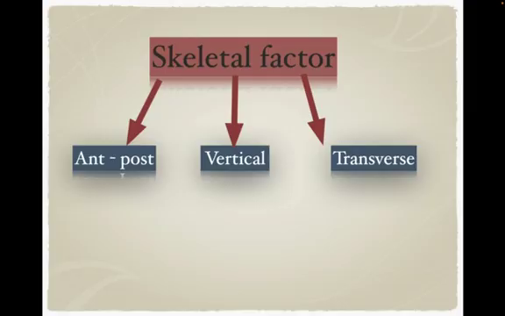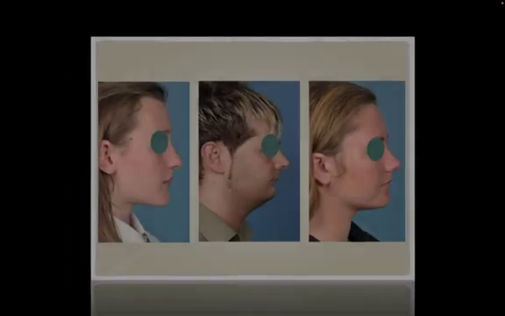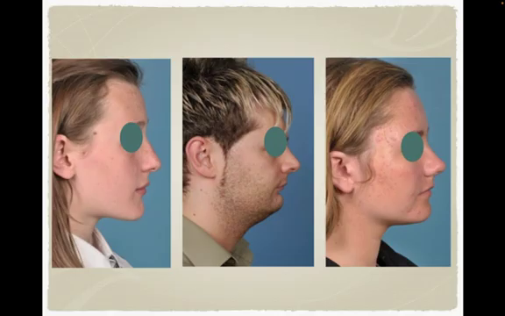So what about the vertical relationship? Well, when it comes to vertical relationship, it's very specific for a class 2 division 2. Most of the patients with the class 2 division 2 will have anterior growth rotation, as you can see. So here it's the class 2, severe class 2, class 1, all of them have an anterior growth rotation of the mandible.